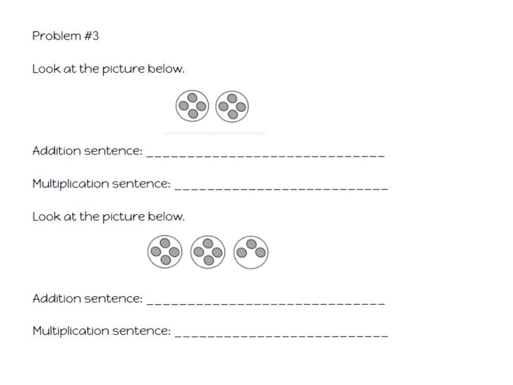Our addition sentence is 4 plus 4 equals 8. Our multiplication sentence is 4 times 2 equals 8. Look at the second picture below. Write the addition sentence, then write the multiplication sentence. Pause the video while you work and replay when you're ready to check.